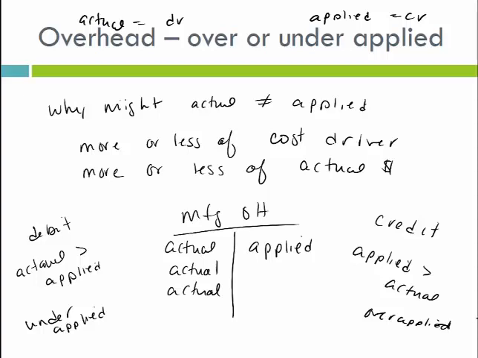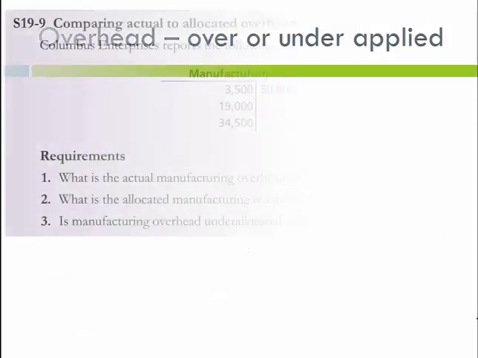So either way, remember, whatever goes into work in process then gets transferred into finished goods, which then gets transferred into cost of goods sold. So if you're not putting the right amount into work in process, the amount of cost of goods sold is going to be off. So we have to correct for that.